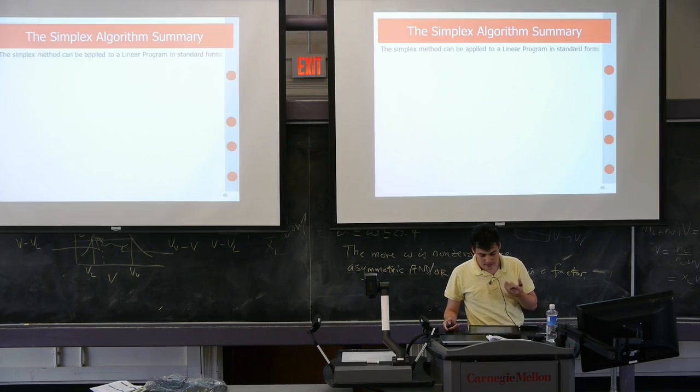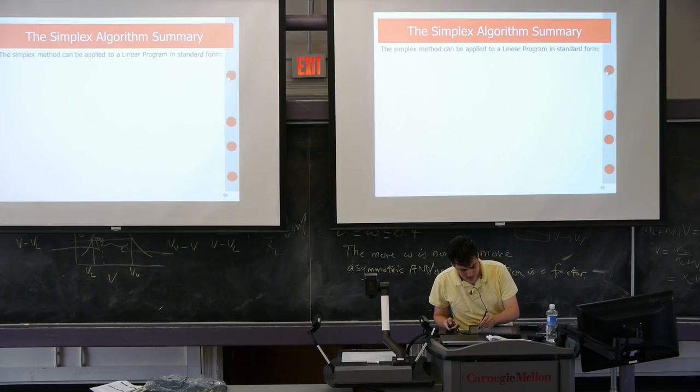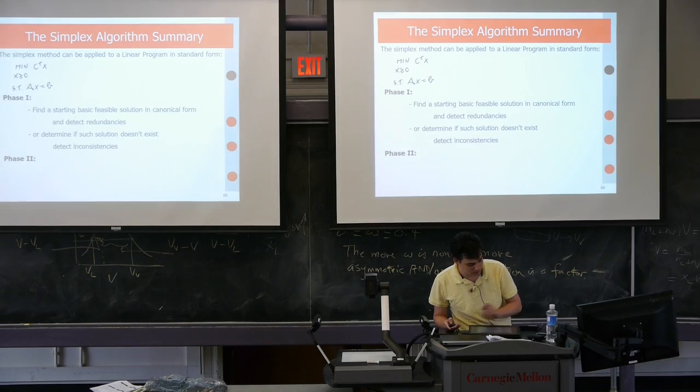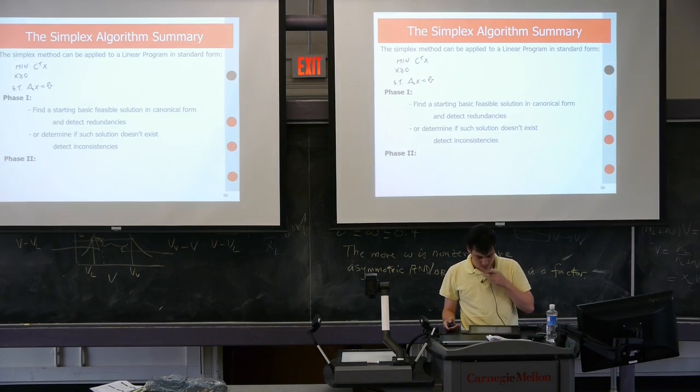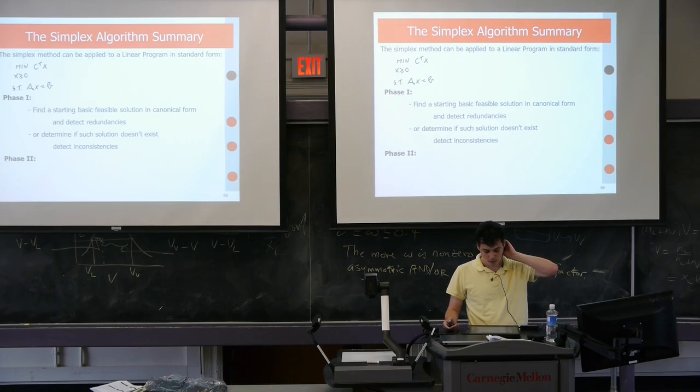Okay, and finally, this is the full simplex algorithm. So we want to solve this problem: minimum c transpose x, x is non-negative, such that Ax is b. And I have 2 more minutes. In phase 1, we have to find a starting basic feasible solution in canonical form.